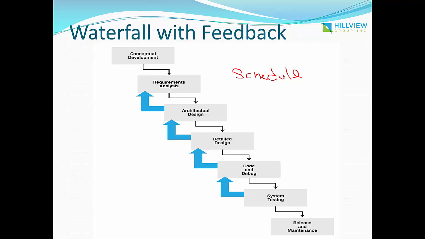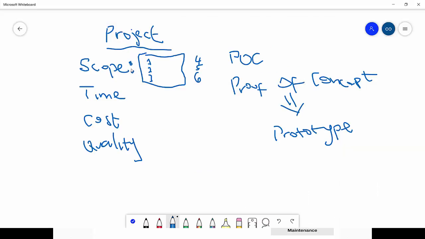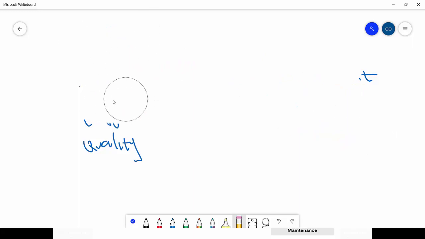Now, that brings us to what we refer to as the incremental or the iterative process model.